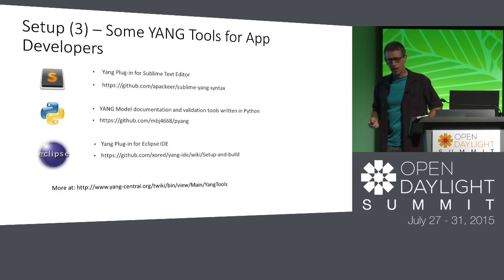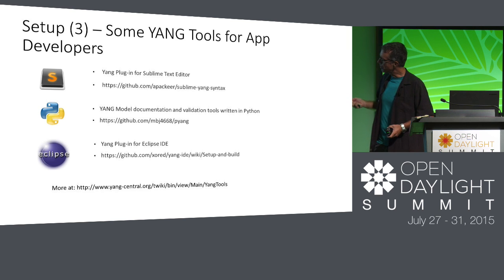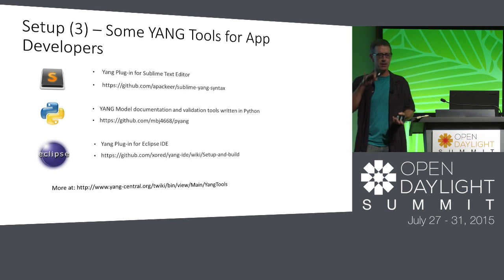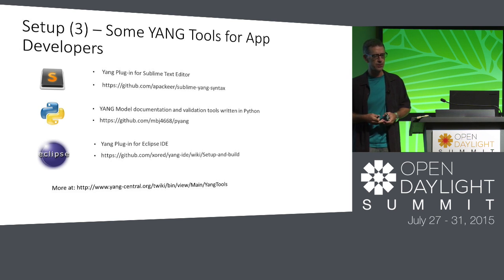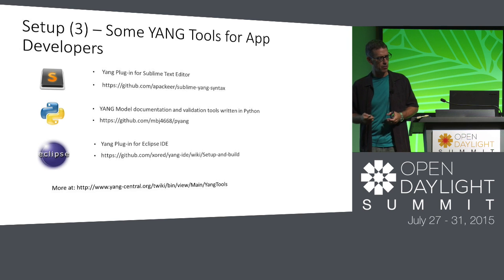Yang tools for app developers. This is clearly not an all-inclusive or exhaustive list. These are some of the things that I use. I use Sublime, and there's a plugin that helps you present Yang models in a reasonable, easy-to-read format, although Yang, of course, is human-readable. If we can have our text editors do a better job of presenting that, that's a good thing. Pyang is a tool that's used for validation, as well as presenting Yang models in a number of different formats, and that also helps us understand how these things are structured and what they're trying to define.